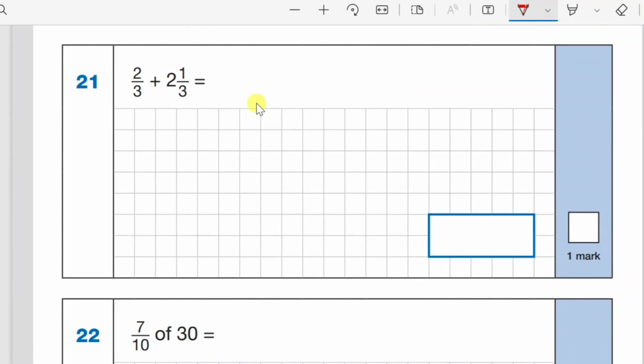Now for 21, we've got 2/3 plus 2 wholes and 1/3. Now because you've got common denominators, it makes it a lot easier. So we just add up the fractions and then separate the wholes. So let's leave the 2 wholes here. You got 2/3 add 1/3. That gives you 3/3. And guess what? 3/3 is 1 whole itself. So that's basically 2 plus 1 extra whole, which is 3. Nice and easy.